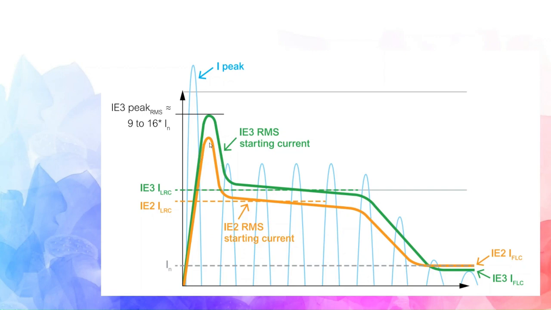Both of them are high efficiency motors, and IE3 is the higher one, because you can see here the steady state full load current required is lesser than the IE2. So this curve is the RMS curve. This is the RMS curve.